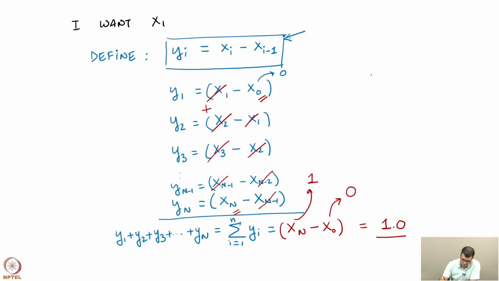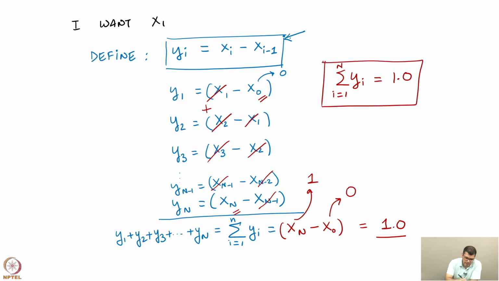So, I have sigma yi, i going from 1 to n, yi is equal to 1. And I will define here that this definition of yi is primarily for mathematical ease.